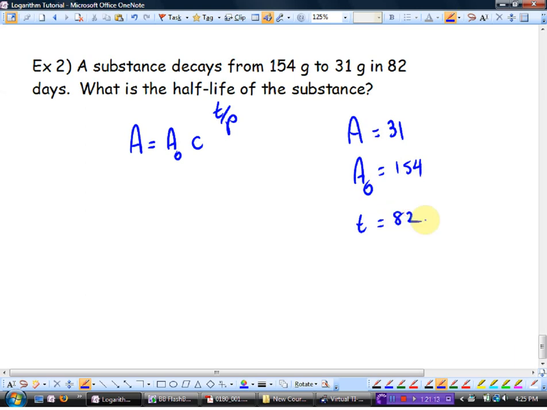In the previous question, I gave you a percentage, and they may do that, but this is a half-life question. If they're talking half-life, what they're talking about is a growth rate of 0.5. And they want me to find P. It's going to be 31 equals 154 times 0.5 to the 82 over P.